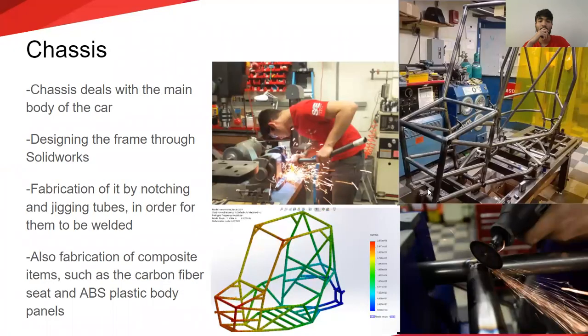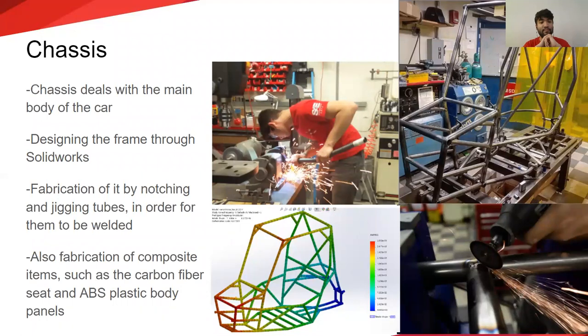Hello guys, I'm Sam. I'm the frame subsystem lead and I'll be introducing the chassis system to you today. The chassis basically deals with the main body of the car. We want to provide the structure that all the other parts are mounted onto. We also want to enclose the driver and make sure the driver is kept safe from any crashes or rollovers or whatever might happen when you're driving over really rough terrain.